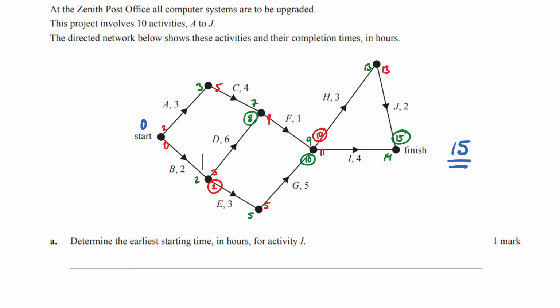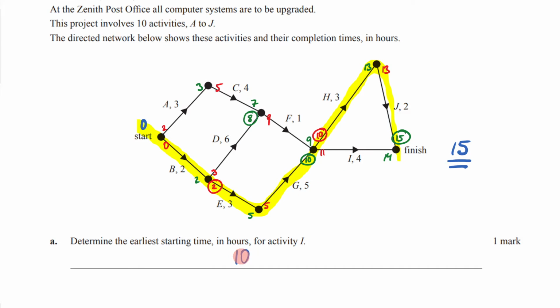Now we can identify the critical path simply by noting where my numbers are the same coming in and out of the vertex. So 0, 0, 2, 2, 5, 5, 10, 10, 13, 13, 15, 15. There it is. So now when it asks, determine the earliest starting time for activity I, well, what am I going to do here? Where's activity I? Activity I is here. So my earliest starting time is going to be 10. 10 is my earliest starting time. So I'm going to write 10 here.